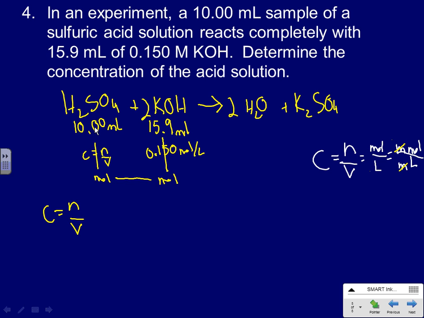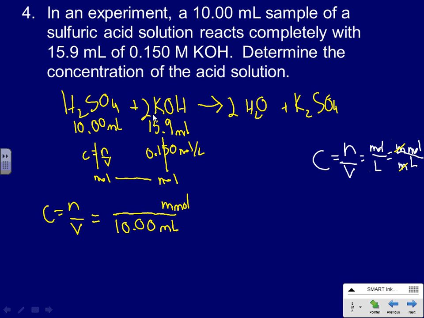It works really nicely. I'm looking for the concentration of sulfuric acid. And I'm given that sulfuric acid in milliliters, which means that's the V that I already know. And I can easily put in here 10 milliliters. Now, as soon as I do that, it means that my N must be in millimoles in order to get the correct concentration.